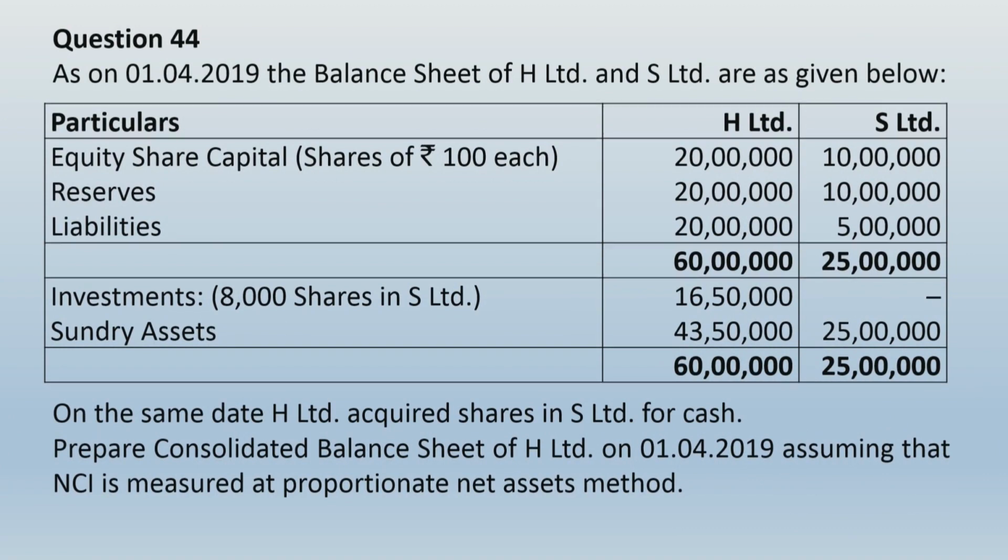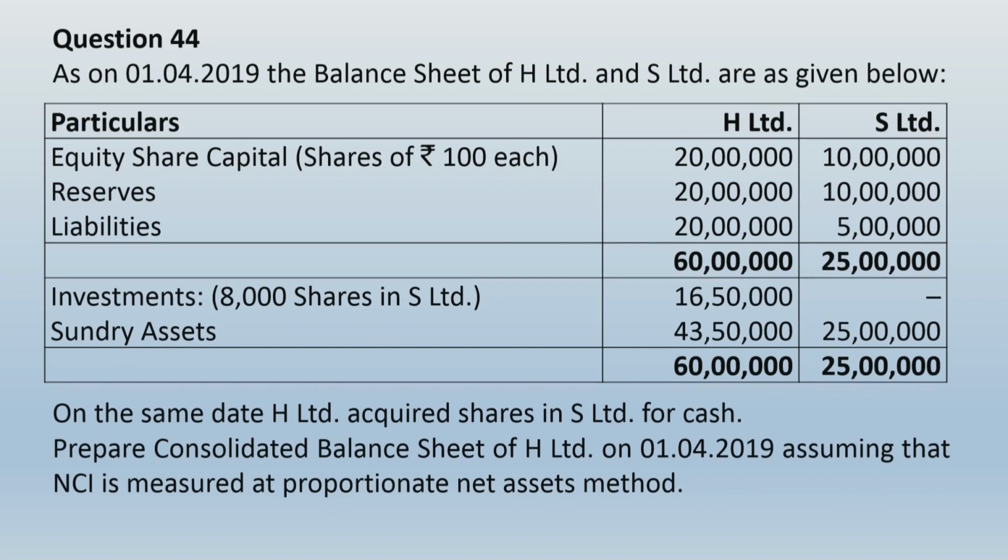Now you have been given equity share capital, shares of rupees 100 each, reserves and liabilities. Then the assets are including investments, that is in the books of H Limited, indicating 8,000 shares in S Limited, and sundry assets of both the companies given to you. Further, on the same date, H Limited acquired shares in S Limited for cash. Prepare consolidated balance sheet of H Limited on 1/4/2019, assuming that NCI is measured at proportionate net asset method.